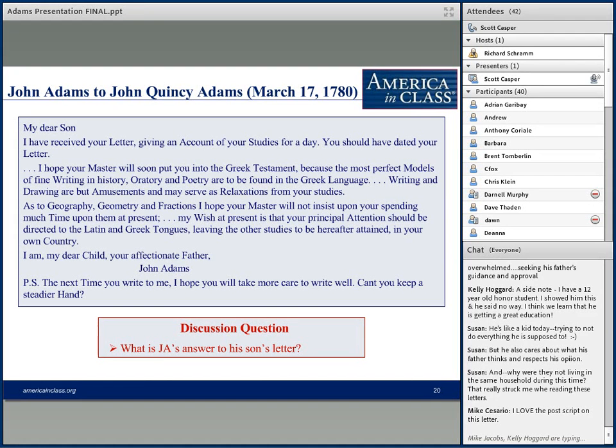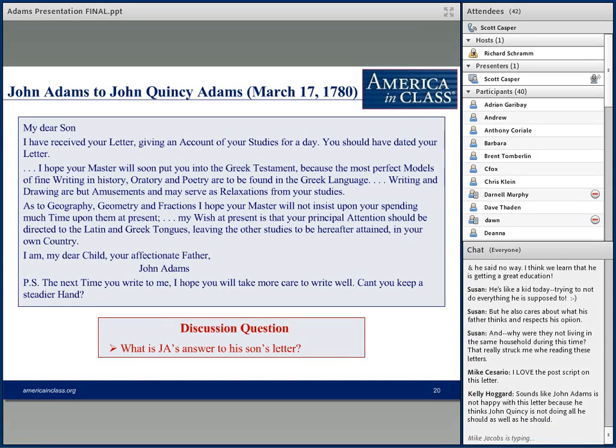Yes, and Mike loves the postscript on this letter. So do I. You have John Adams here as an affectionate father talking to John Quincy as my dear son and my dear child. And at the same time, he is teaching him, critiquing his letter writing. Write with better handwriting. You should have dated your letter, teaching him what belongs in a letter. So it's an interesting letter that combines affection with a certain amount of correction.